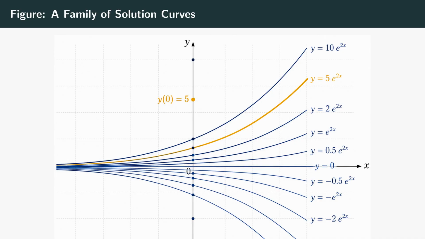Now watch what the initial condition does. We highlight a single curve in gold, the particular solution y equals 5e to the 2x. It is the one and only member of the family that passes through the gold dot at the point 0,5. That is the whole story of an initial value problem in one picture. The equation gives you the family of faint curves, and the initial condition reaches in and lights up exactly one of them.